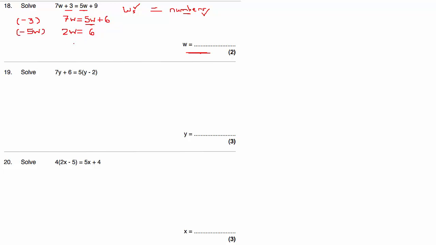And if 2W equals 6, well, 2 times something equals 6. So we now need to divide by 2. Again, both sides. So 2W divided by 2 becomes 1W or just W. And 6 divided by 2 becomes 3, doesn't it? And there's your answer.